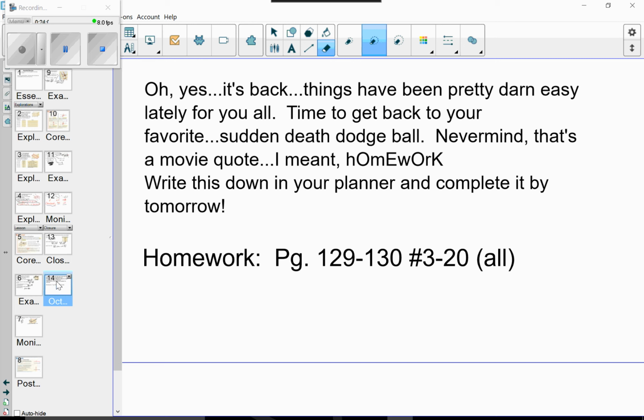I meant homework. So write this down in your planner and complete it by tomorrow. It is page 129 to 130, 3 to 20 all. So definitely make sure you have that. Otherwise, we will have to have you stay after school on Friday, and we really don't want you to have to do that. So go ahead and work these out. If you have questions, let me know. Obviously, if you have a study hall, you could come up and ask questions, but page 129 to 130, 3 to 20 all.